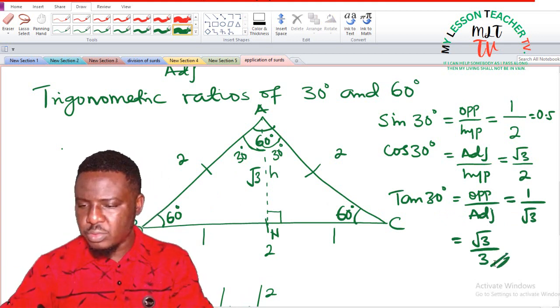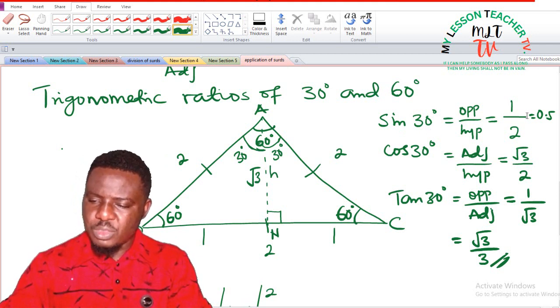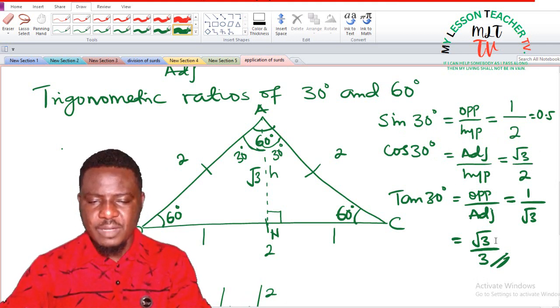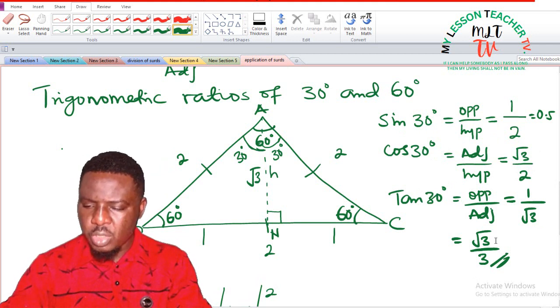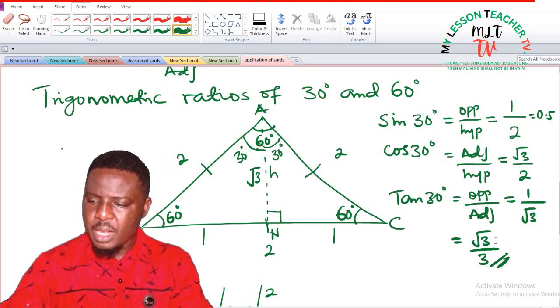That we have talked about. So sine 30 degrees in short form is 1 over 2. Cos 30 degrees is root 3 over 2. And tan 30 degrees is root 3 over 3. If you punch the calculator, this is what you are going to have.